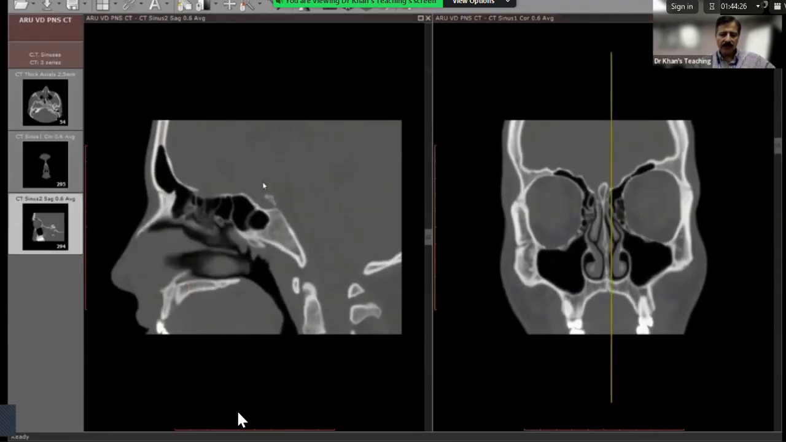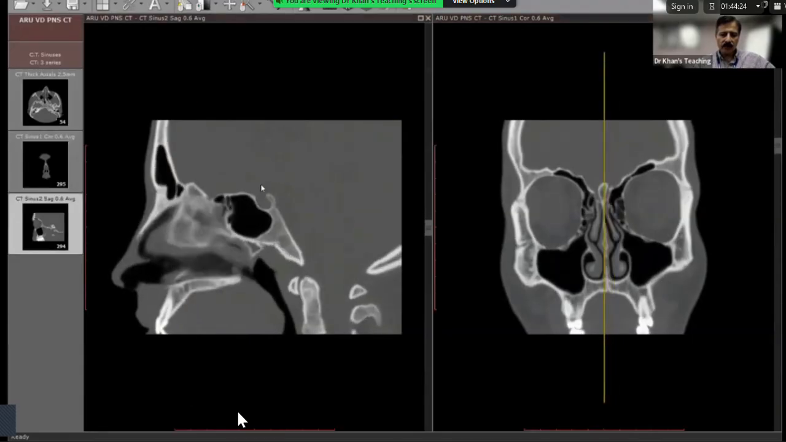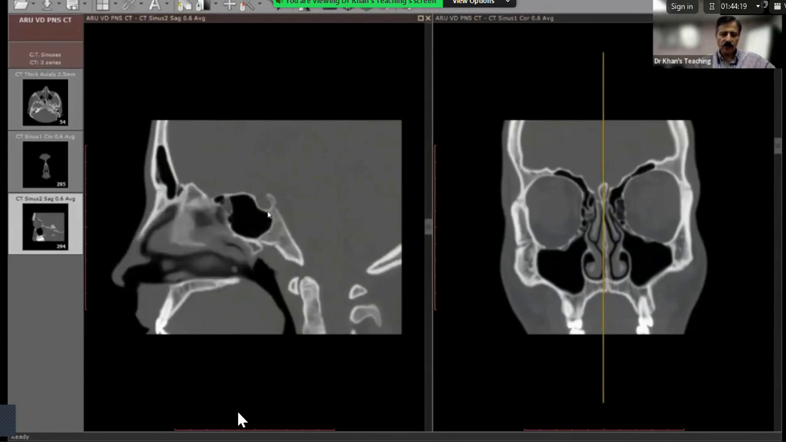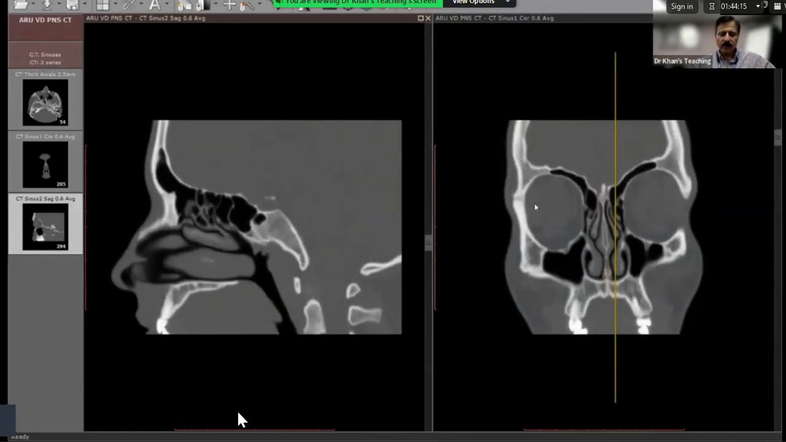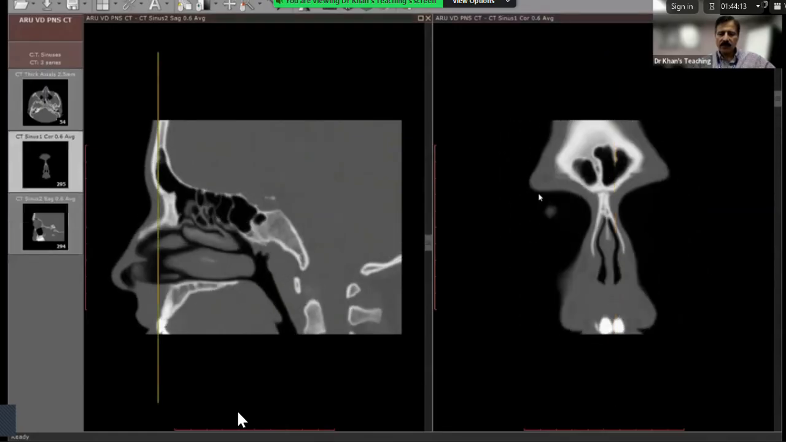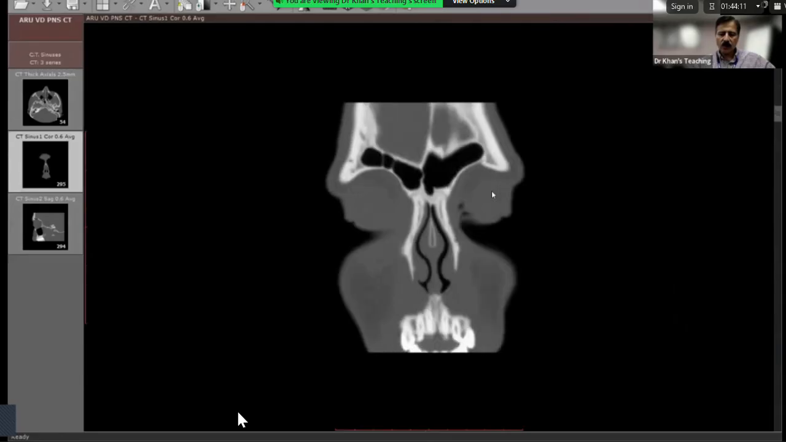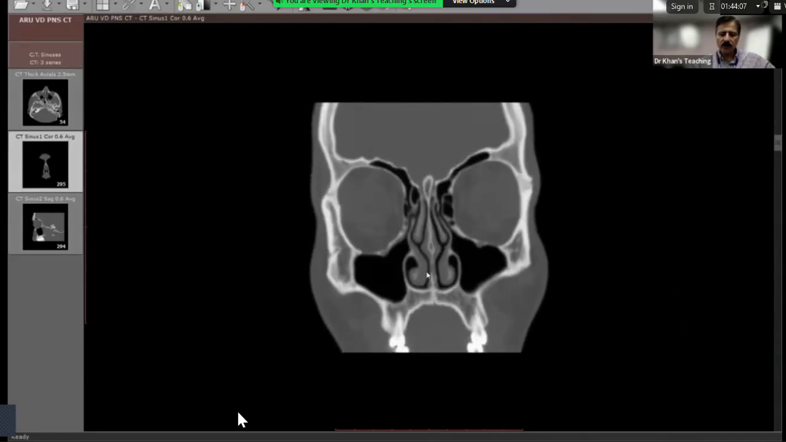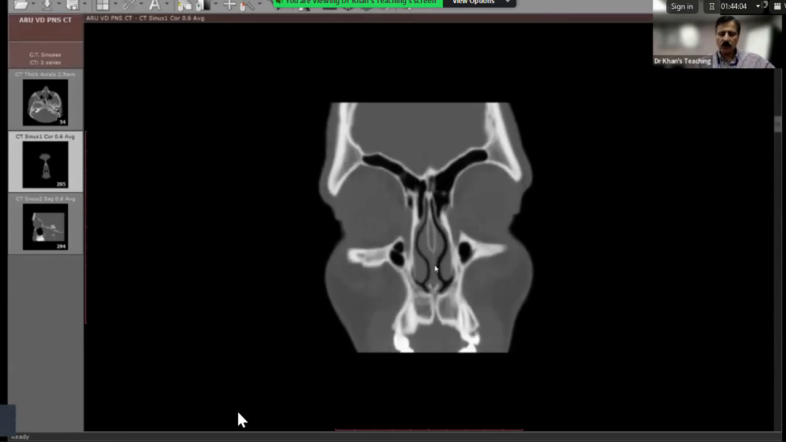Now this is the crista galli. So here you are. This is the crista galli. And you can see this is the sphenoid sinus, the pituitary gland, etc. So whenever you see a CT scan of the paranasal sinuses, you have to describe the nasal septum. Is it deviated or not?